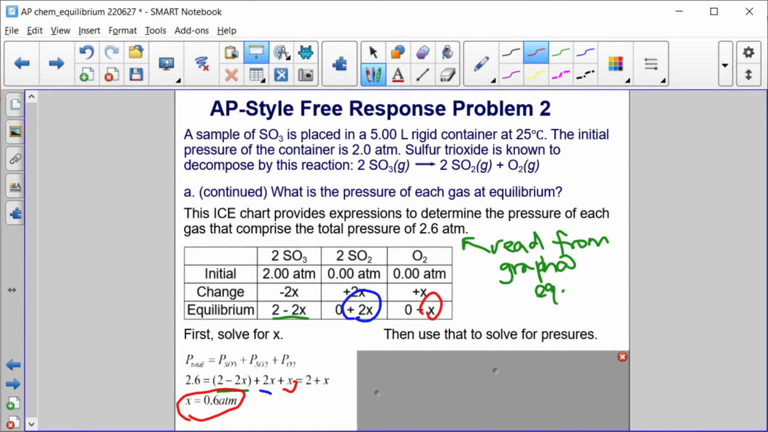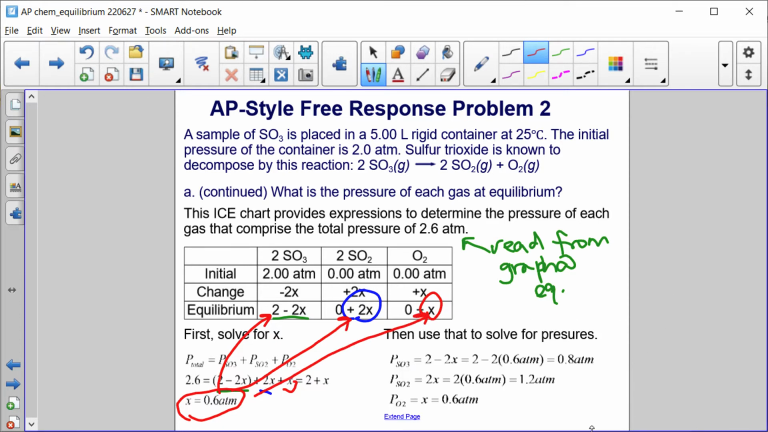Once we know x, we can put that back in each of these places to solve for the pressures. So for SO3, 2 minus 2x, 2 minus 2 times 0.6 is 0.8. 2x for the SO2 is 1.2. And O2 is just x, so 0.6 atmospheres.